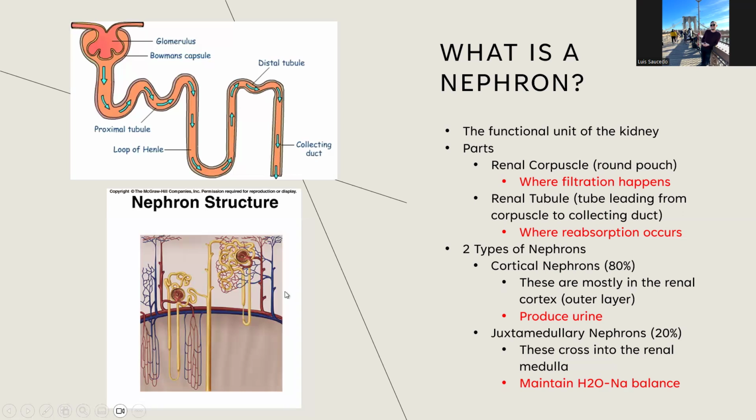If you get asked a question like this on the exam, I think the easiest way to remember is that the cortical nephrons are mostly just in the renal cortex, whereas the juxtamedullary cross into the medulla. So it's kind of in the word right there.